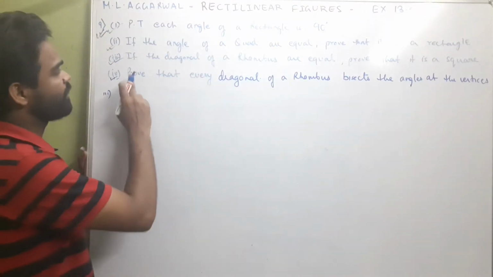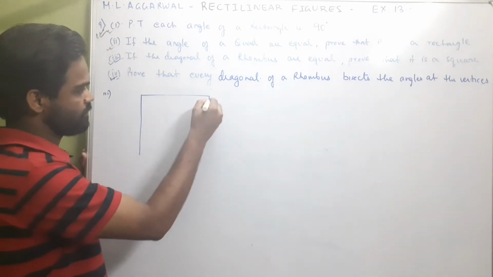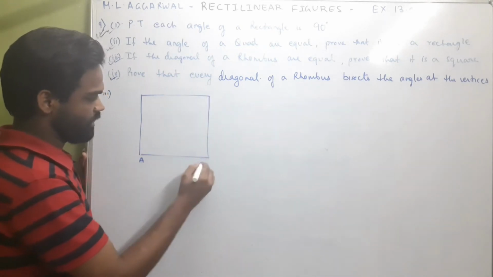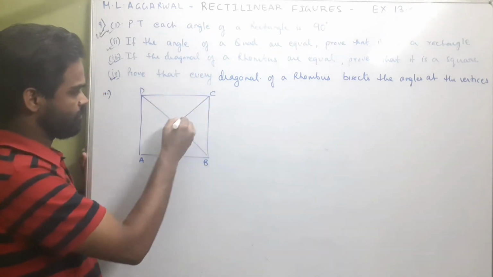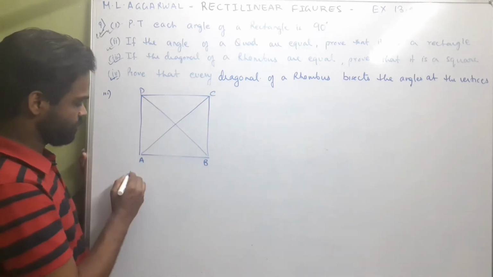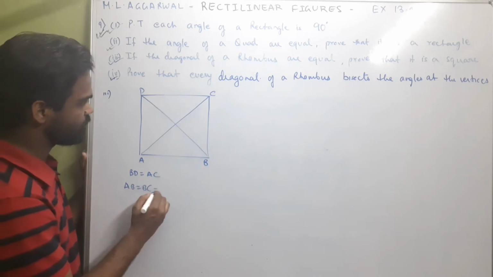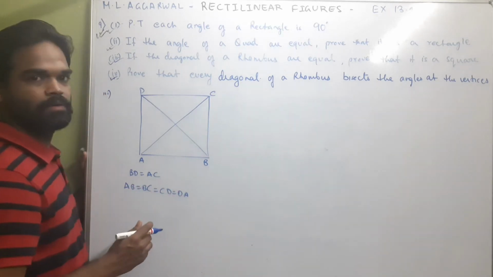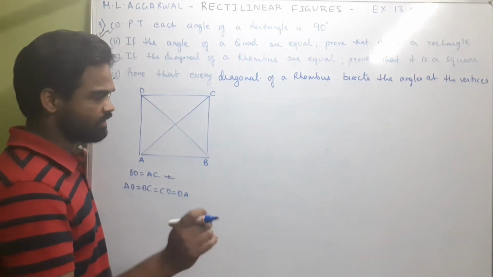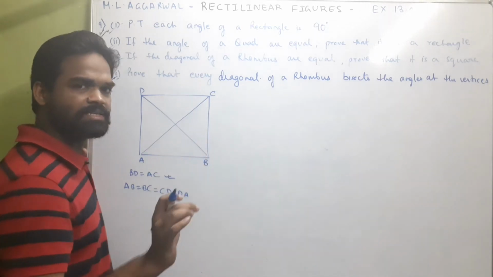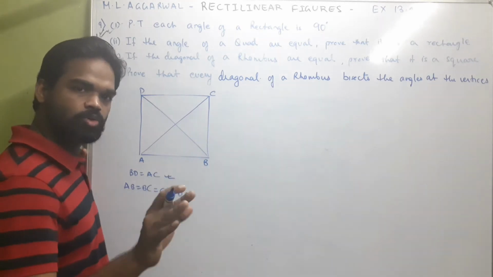Now let us see the next part, part 3. If the diagonals of the rhombus are equal, prove that it is a square. Suppose we take ABCD as a rhombus, given BD equals AC, and of course AB equals BC equals CD equals DA. We need to prove that it's a square when the diagonals are equal. See, if we can show that one of the angles is 90 degrees, our work is done. Then this rhombus transforms into a square.